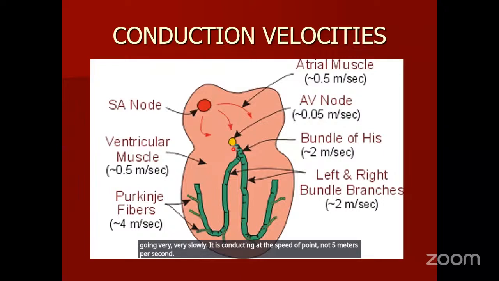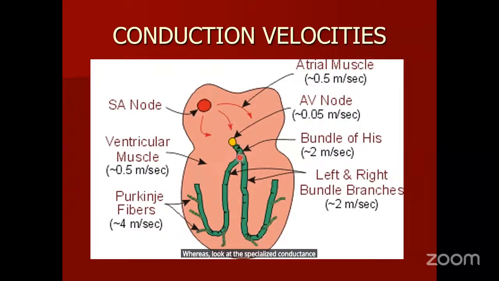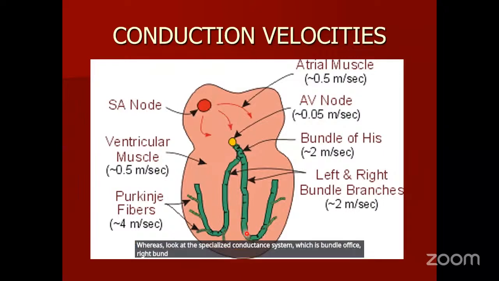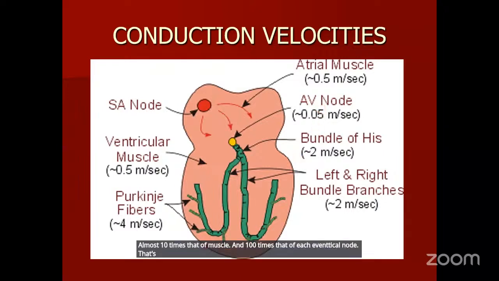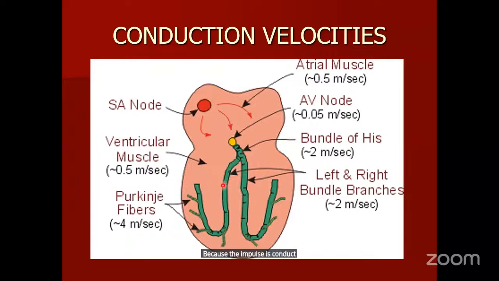Whereas look at the specialized conduction system, which is the bundle of His, right bundle, left bundle, and also the Purkinje fibers. You can see that they are conducting at the speed of 4 meters per second, almost 10 times that of muscle and 100 times that of the atrioventricular node. That's why the ventricular depolarization is so rapid and your QRS is so narrow, because the impulse is conducted rapidly through the specialized conduction system of the heart.